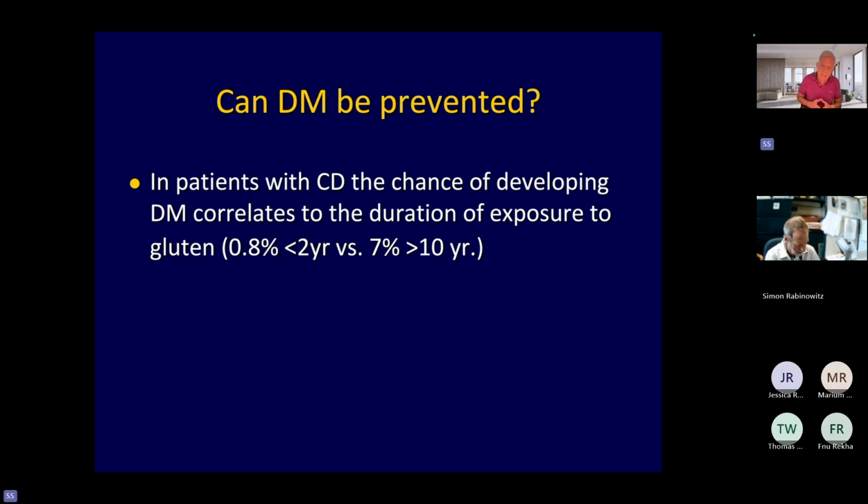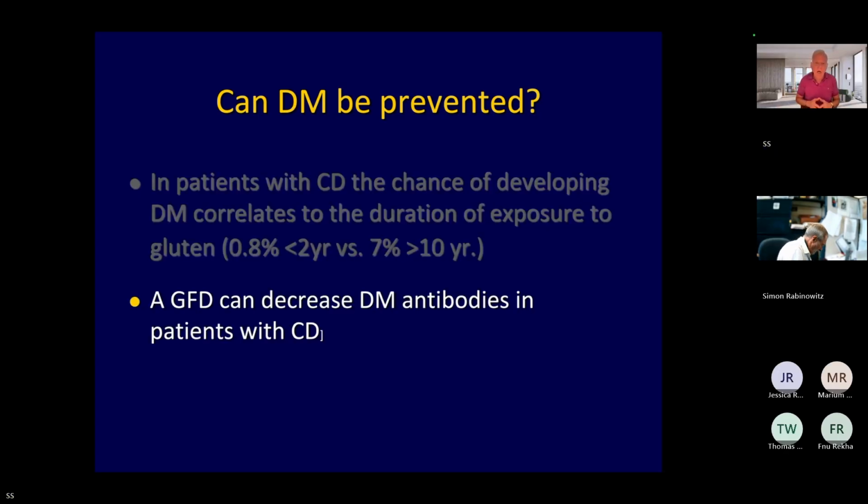In patients with celiac disease, the chance of developing diabetes correlates to the duration of exposure to gluten. So the patients who are diagnosed with celiac disease first, after 2 years, only 0.8% of them are found to have diabetes, whereas if they're exposed to gluten for 10 years, that prevalence goes up to 7%. A gluten-free diet has been shown to decrease diabetes mellitus related antibodies in patients with celiac disease.